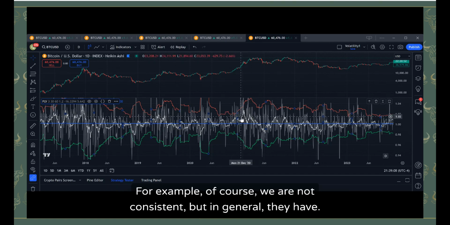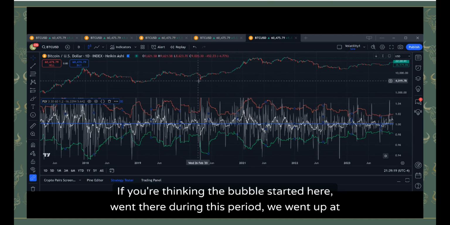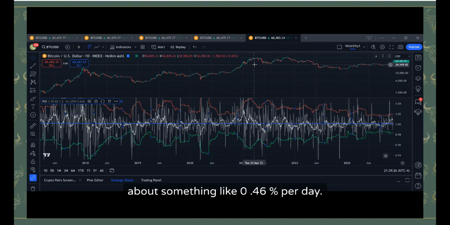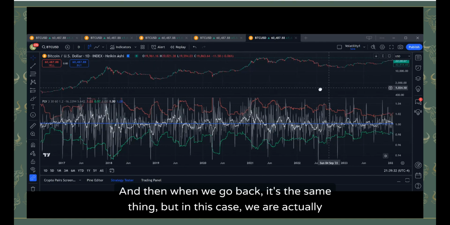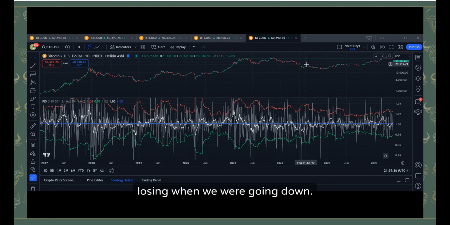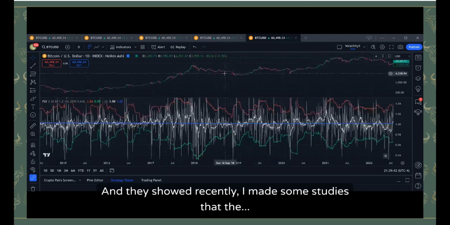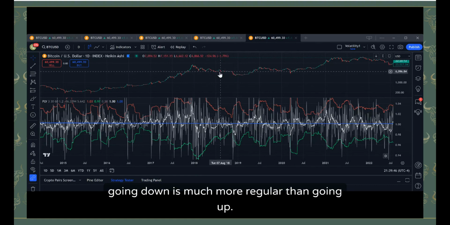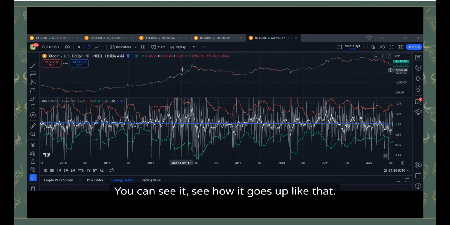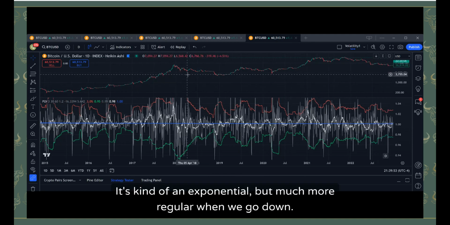Of course, they are not consistent. But in general, if you think the bubble started here and went there, during this period we went up at about 0.46% per day. And then when we go back, it's the same thing, but in this case we are actually losing when we're going down. I showed recently, from some studies I made, that going down is much more regular than going up. It's still an exponential, but much more regular when we go down.